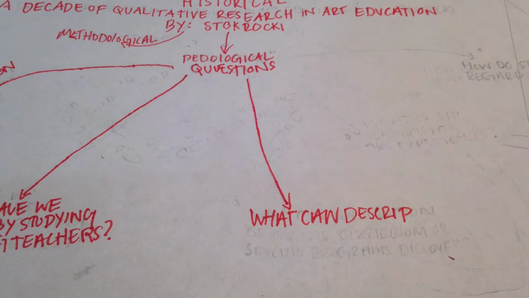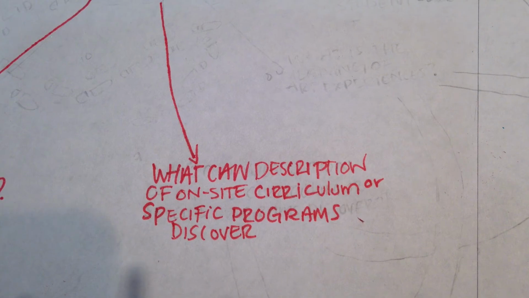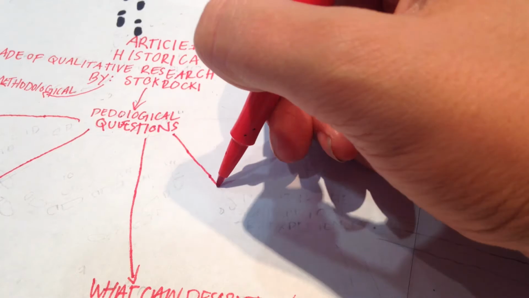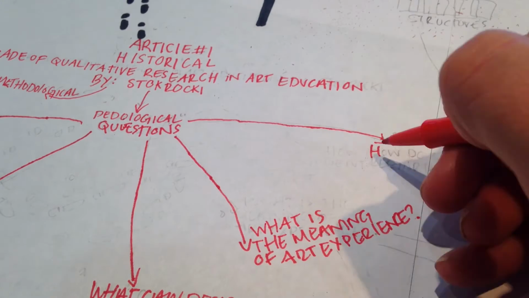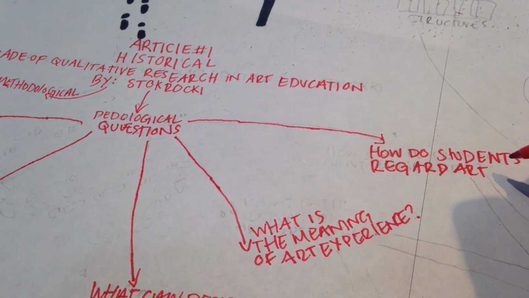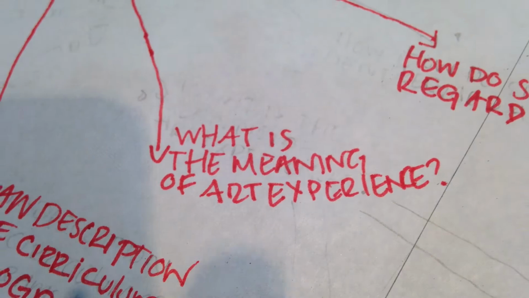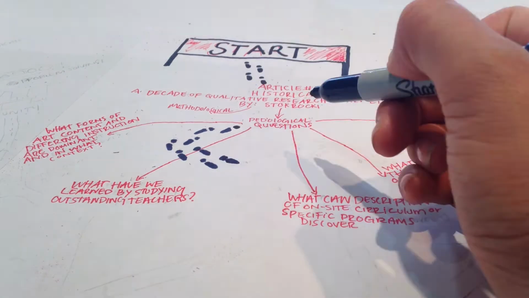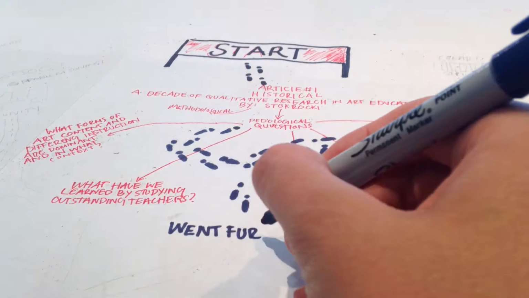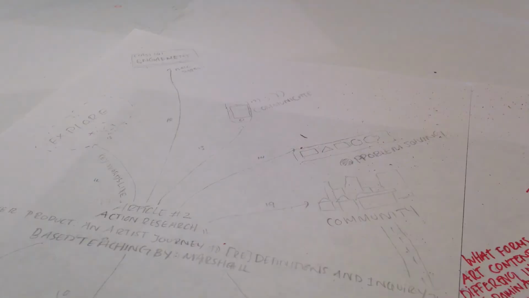It also showed things like what can descriptions of on-site curriculum and specific programs discover? What is the meaning of art experience, and how do students regard art? These were a few questions that I thought really stood out from that article. This kind of led me on a pathway, and that's how I went further into my research for this project.